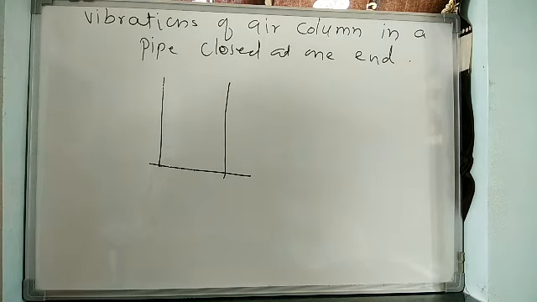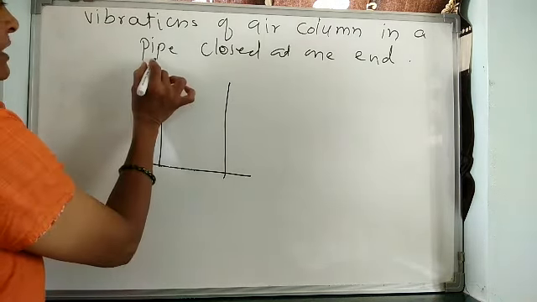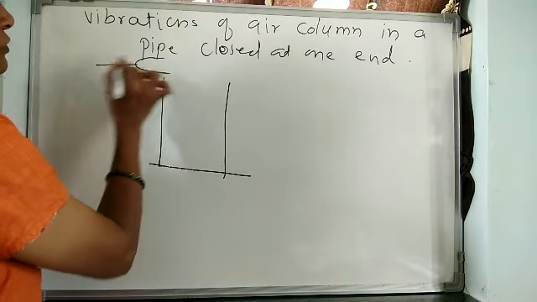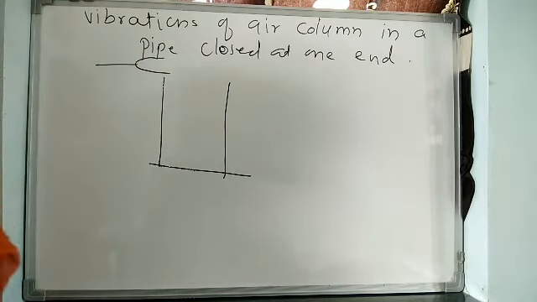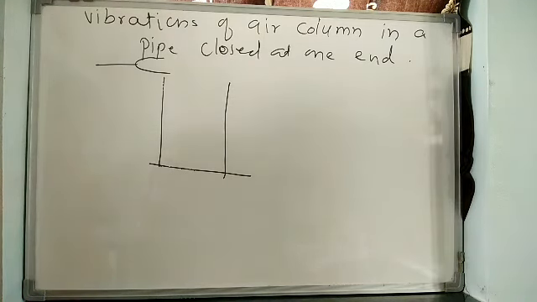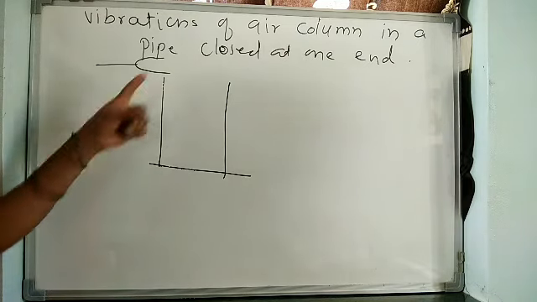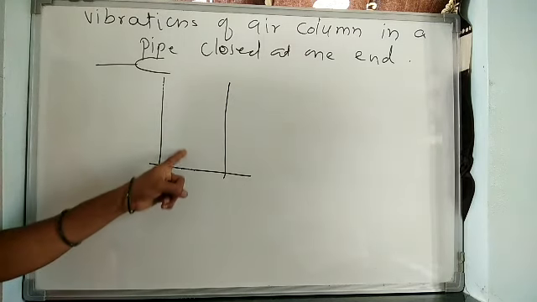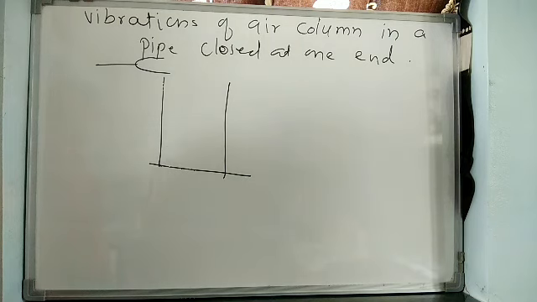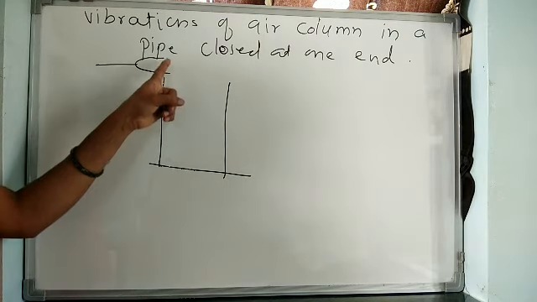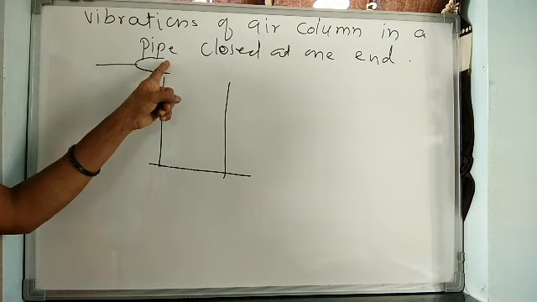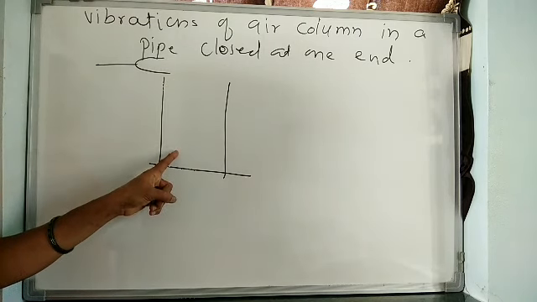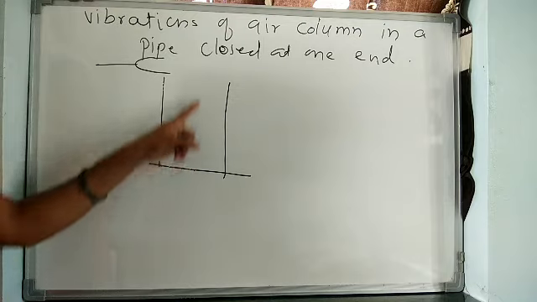Here, if we hold a vibrating tuning fork near the open end of this resonance tube or cylinder, then what happens? Sound waves are sent by the fork inside this tube. Longitudinal waves travel along this pipe and are reflected back at the closed end.